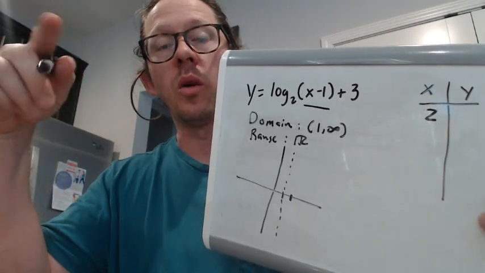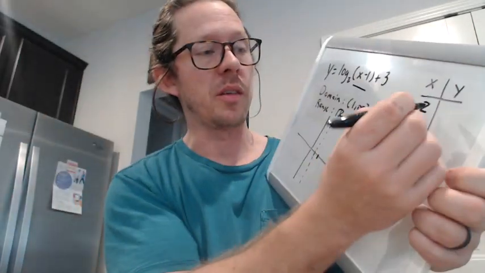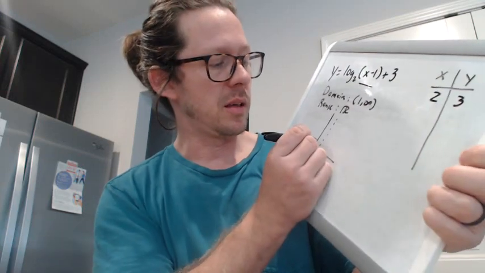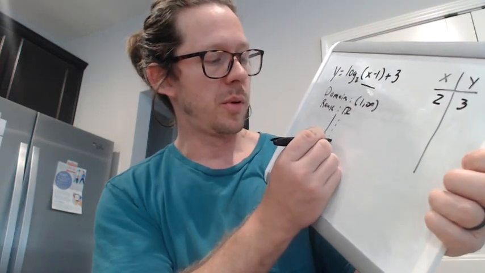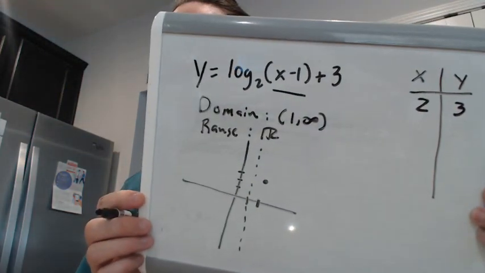Well, log base 2 of 1, what power of 2 gets you 1? 0, and 0 plus 3 would be 3. So basically, the point (1, 3) would be on the graph.